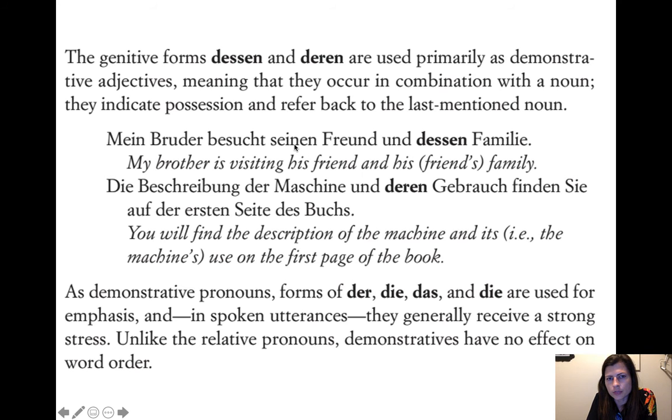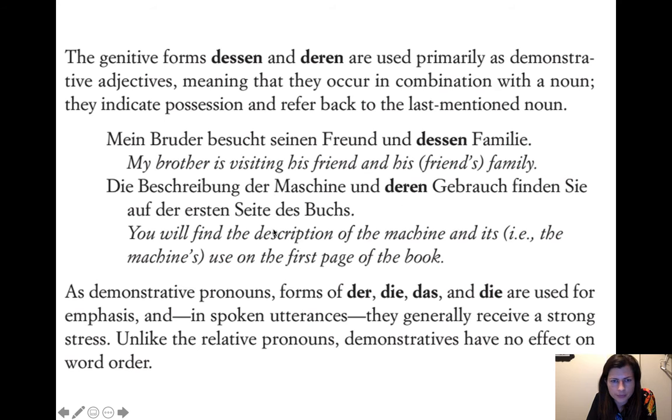So basically, what you need to do is be able to recognize that sein and dessen both kind of mean his in this context. So you can translate it to make it really clear. You can add in these things, but you don't have to. You could just say, my brother is visiting his friend and his family, and it would be ambiguous in English. So it's good to add this in, but in principle, sein and dessen both mean his in this sentence, and then deren means then it's a possessive, its, right?